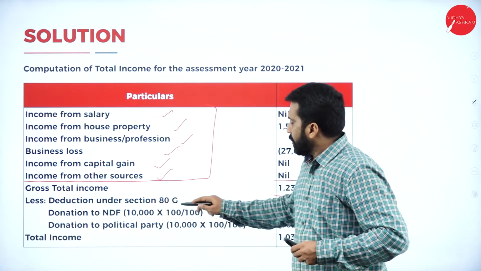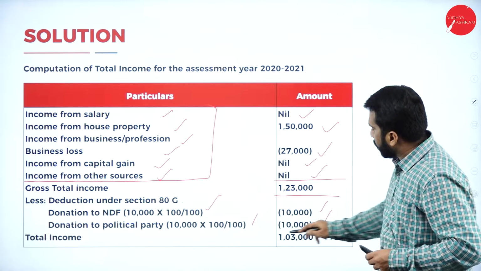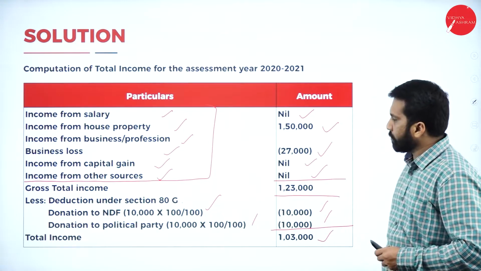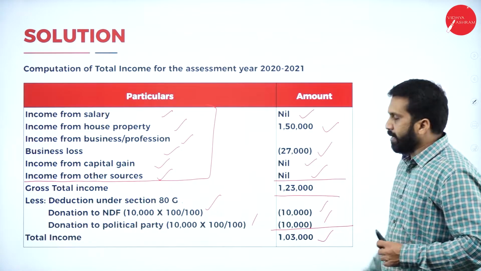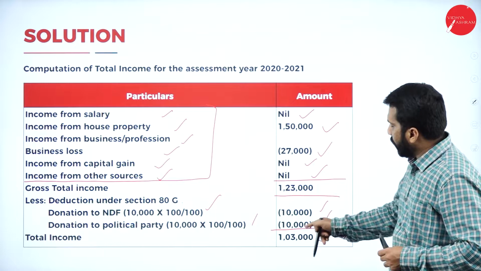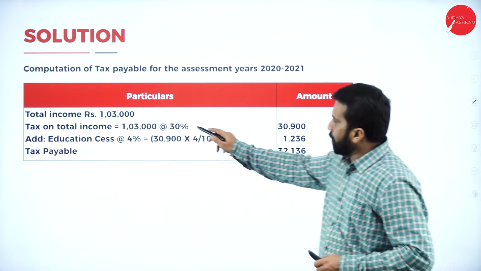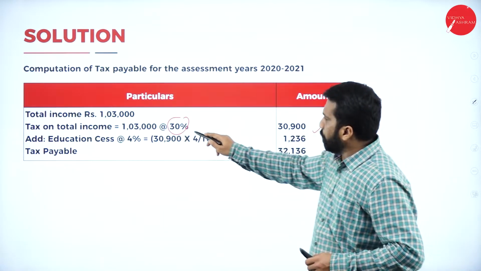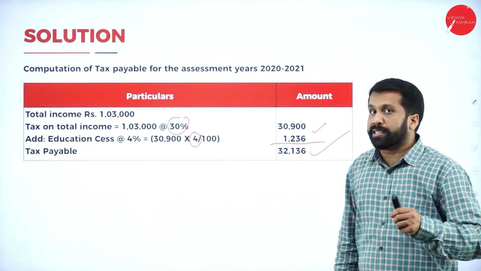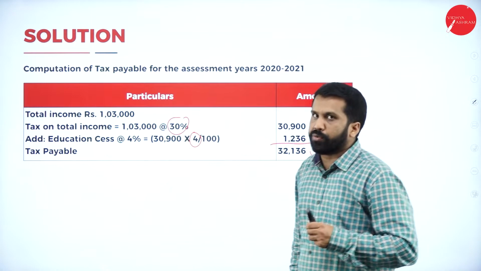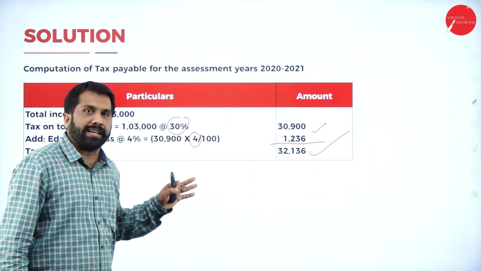Yes. Donation you have to NDF. Donation you have to political party. 10,000, 10,000. Your answer is 1,03,000. Hope you are clear. Once you calculate total income minus donation, then you will get your 1,03,000 as your answer. What is your tax? 1,03,000 into 30% is your tax. 4% education cess, 1,236. Final answer 32,136. Easiest one.